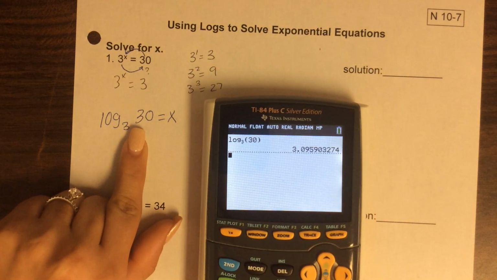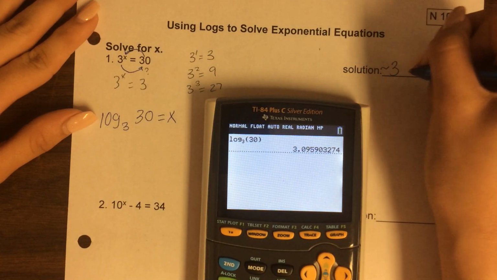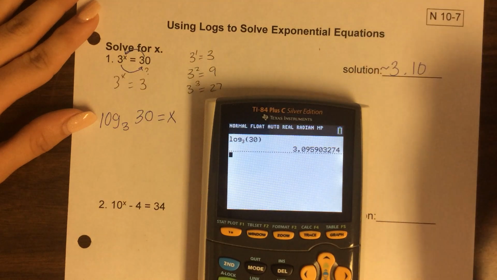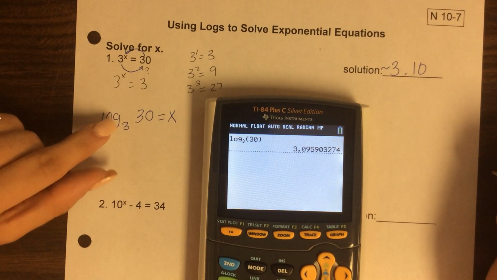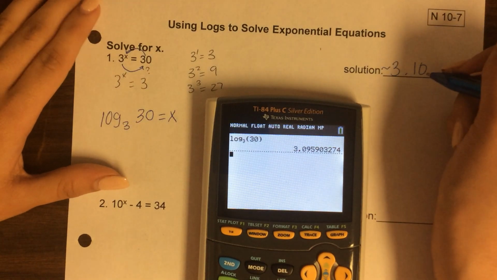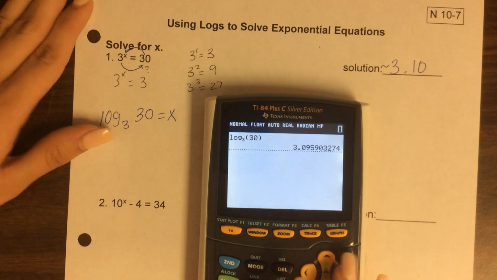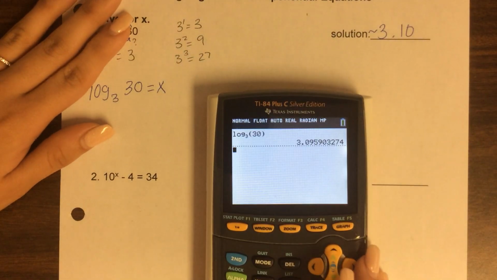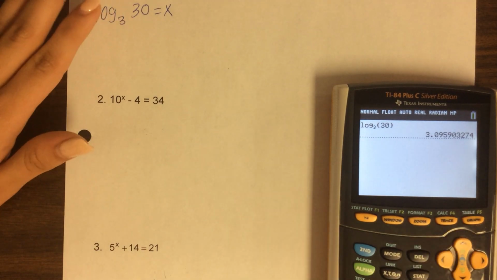And it gives us our answer. Go ahead and round to 2 decimal places. I am not going to be picky with that. So log base 3 of 30 is equal to around 3.10, give or take a few. Let's go ahead and try another one. I know you guys are so excited to use the calculator, so yay.